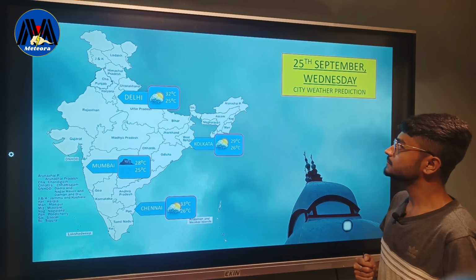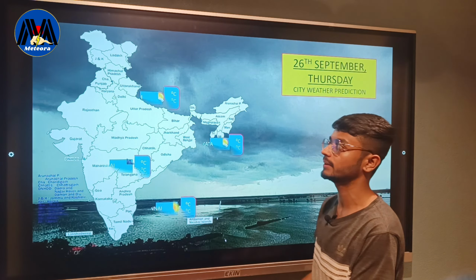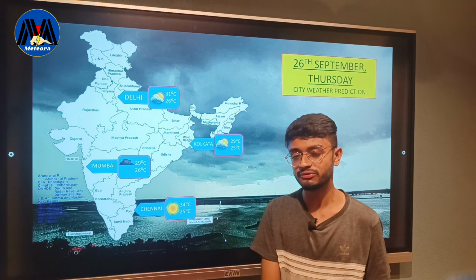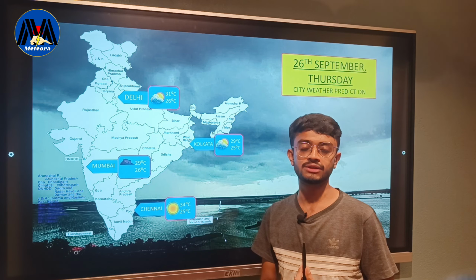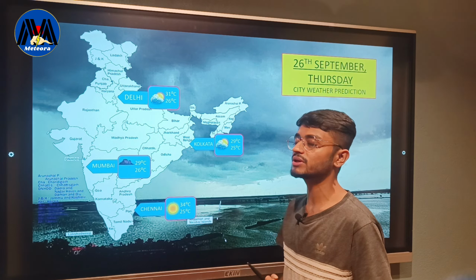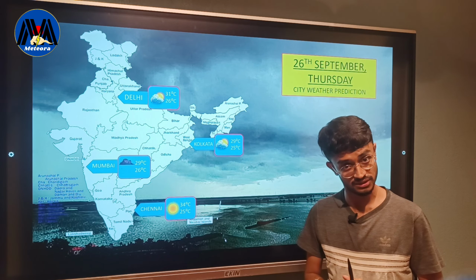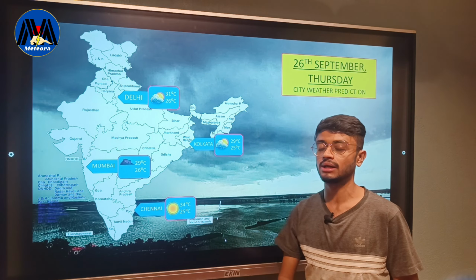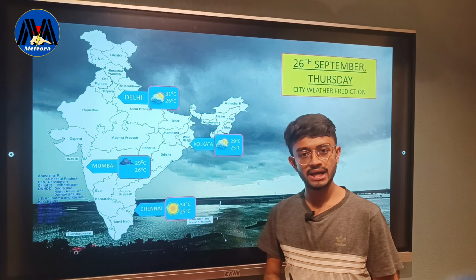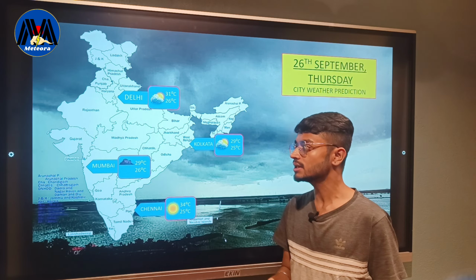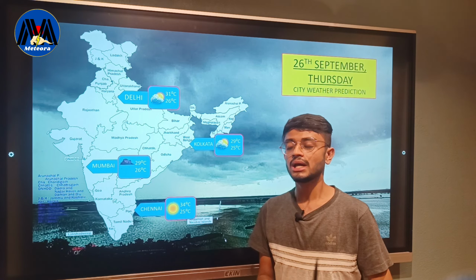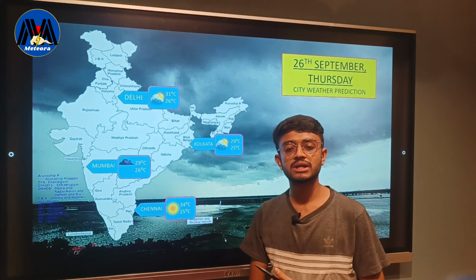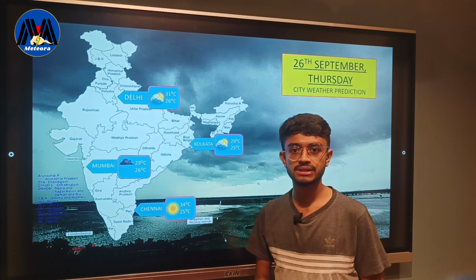For the next day, that is 26th September, the previous was 25th and now this is 26th. For Delhi, the highest temperature will be 31 degrees centigrade and the minimum temperature will be 26 degrees centigrade respectively, while in the case of Kolkata, 29 degrees centigrade will be the highest and 25 degrees centigrade will be the lowest, and for Mumbai, 29 degrees centigrade will be the maximum temperature, and the minimum temperature that will be recorded is 26 degrees centigrade.